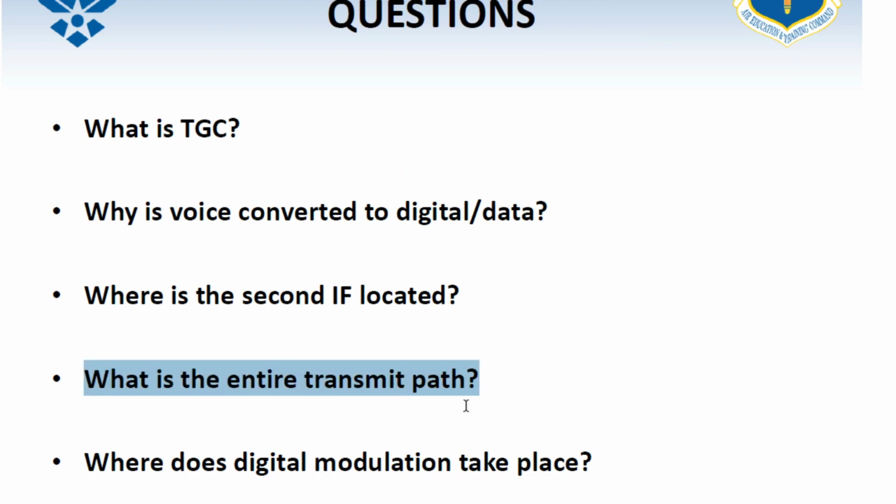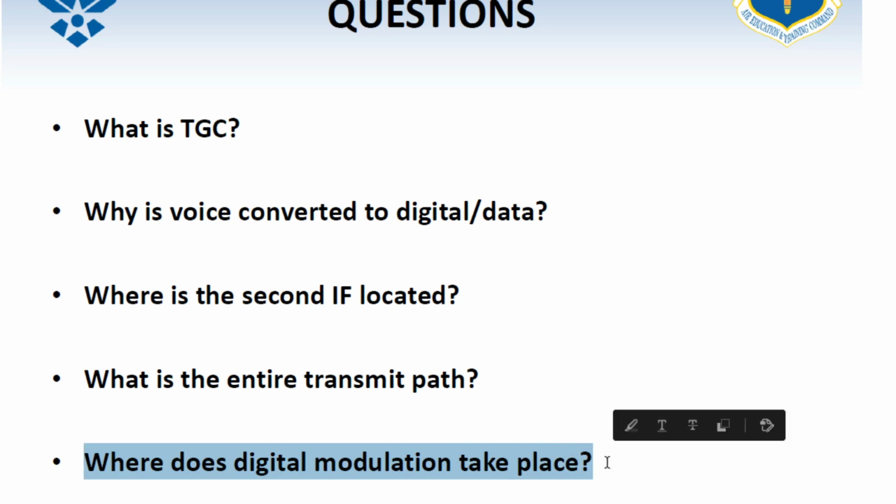I'm not going to ask you guys this question because it'll take forever, but do know that question. That is literally what section 3.3.1.1 goes through, and if you guys are following along in your TO like I asked you to, this will make sense. Where does digital modulation take place?